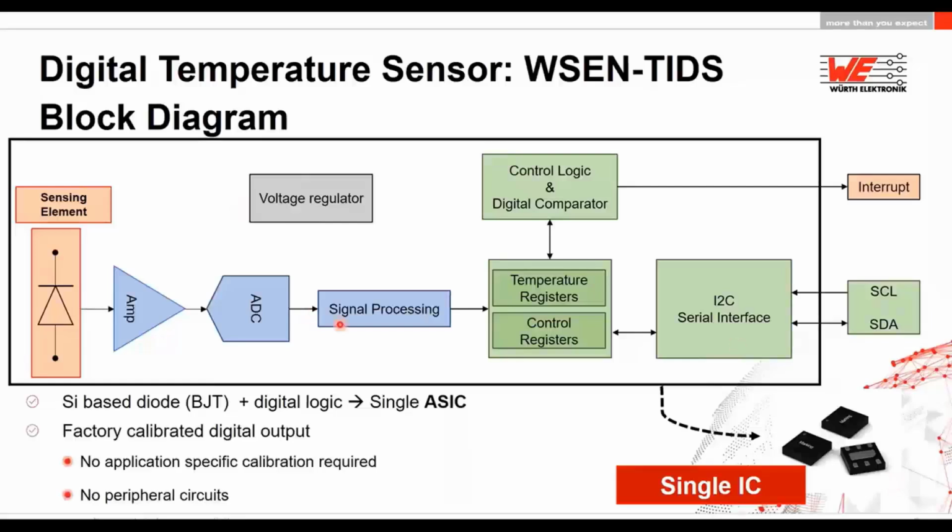This whole sensor is fully factory calibrated, so no application-specific calibration is required from the user side. On the other hand, you also don't need any peripheral circuits that you usually need for some of the analog sensors. For example, you need a separate amplifier, separate digital converter, or some filters. Here, that requirement is not needed, and that makes your end application circuit design much simpler.